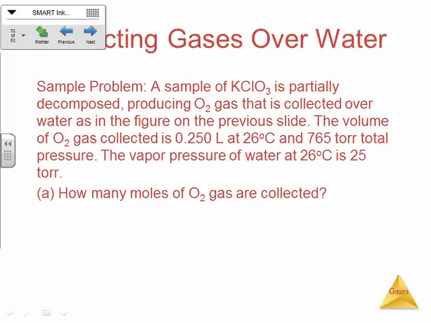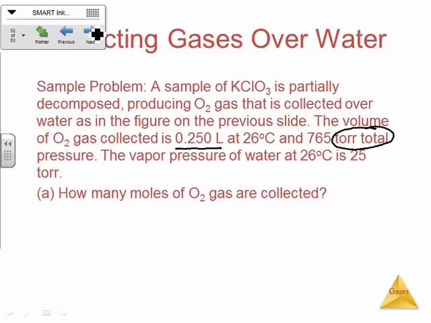So here's an example of the type of calculation you might do with this. A sample of KClO3 is partially decomposed, which produces O2 gas. The volume of the O2 gas, okay, so it's telling us some things here about it. And it's telling us the vapor pressure of the water at 26, okay? So, what we need to know here is how many moles of the O2 gas are collected, okay? And so, we are given the volume of the O2 gas that's collected. We are given the total pressure, okay, and here's where you have to be careful. This is total pressure.